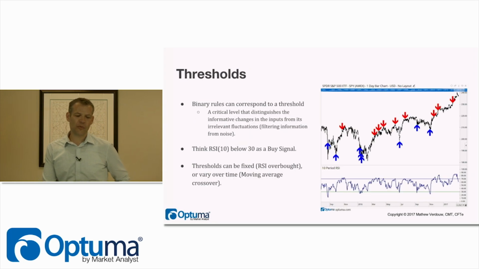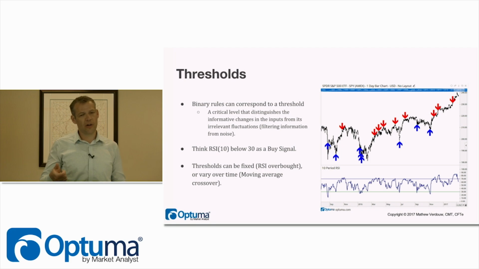Another way of doing this with binary rules is thresholds. So if we have something like the RSI on that chart there, 10-period RSI, we may say that our rules are when it crosses below that 30 value, that threshold of 30, then we are going to buy and enter the market. And that's those blue arrows that you can see on the chart there. And then our other rule may be, well, we're going to sell and reverse when we get above the 70 line there, or that threshold.